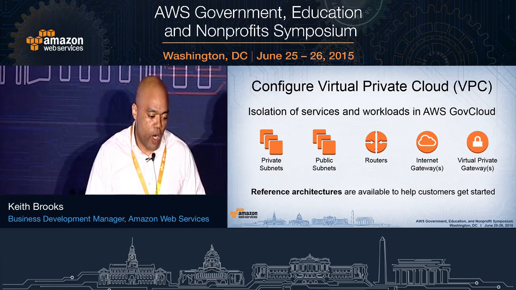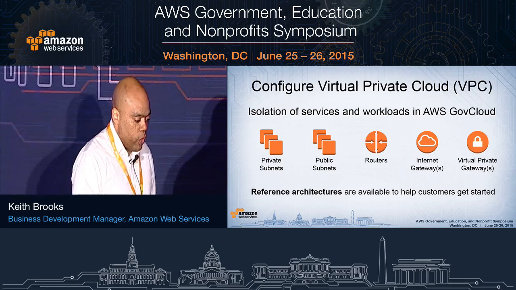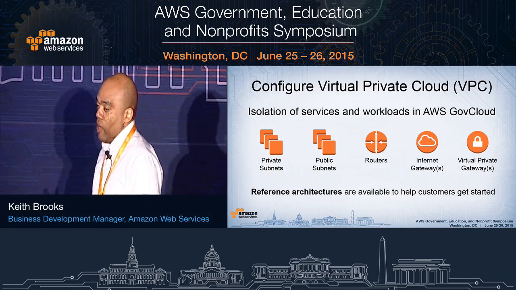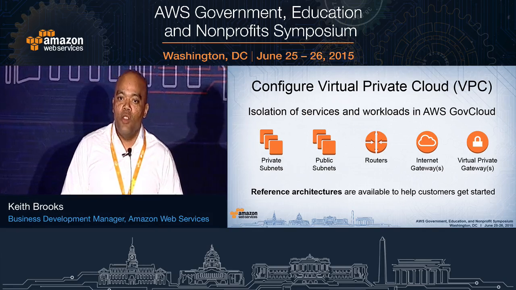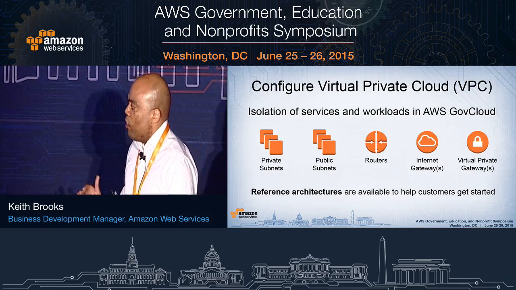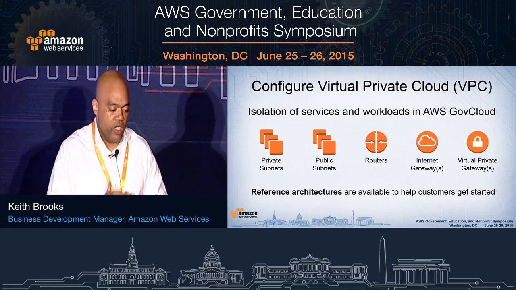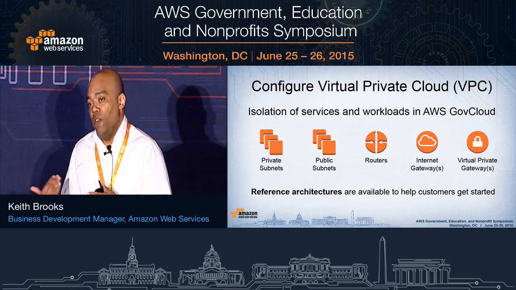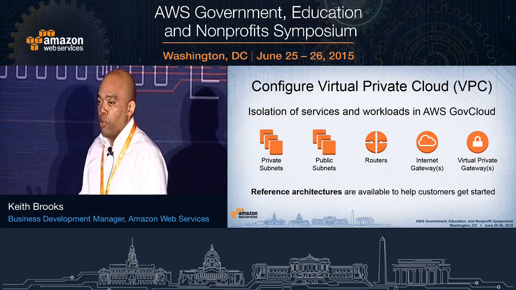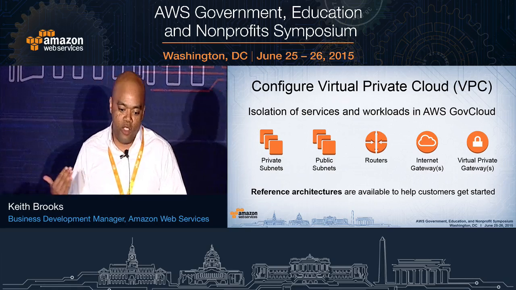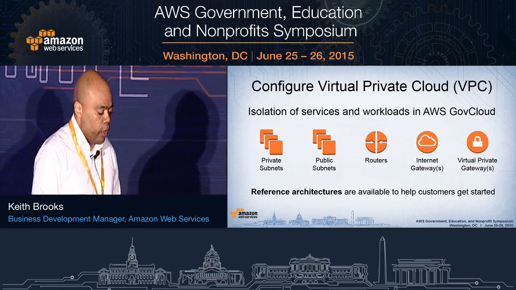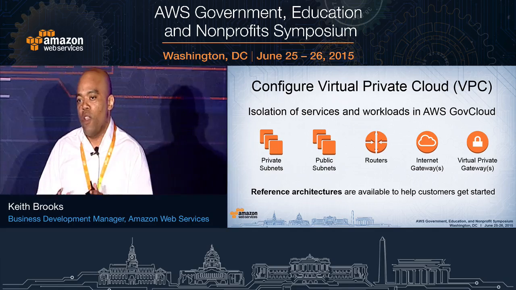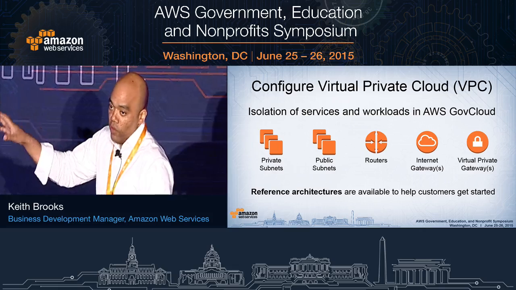After configuring your IAM user groups and roles, what you're then going to focus on is configuring your virtual private cloud. And as Karen mentioned in the previous session, VPC is our service that allows isolation of services and data and workloads in the GovCloud region. And it allows you to basically extend, if you're establishing a connection from your on-prem environment into GovCloud, it allows you to set that network environment, that virtual network, up in the GovCloud region, isolate your resources, and control IP address space and things of that nature for your GovCloud instance.